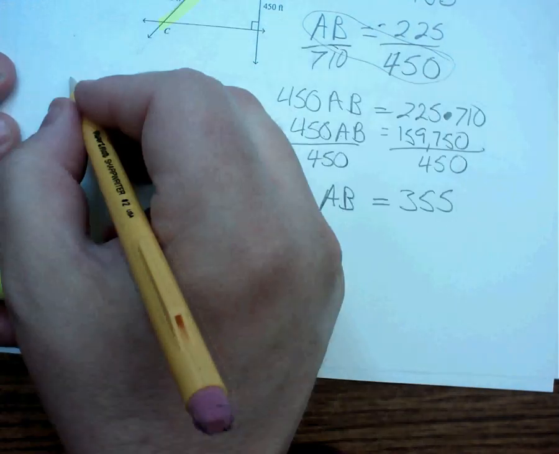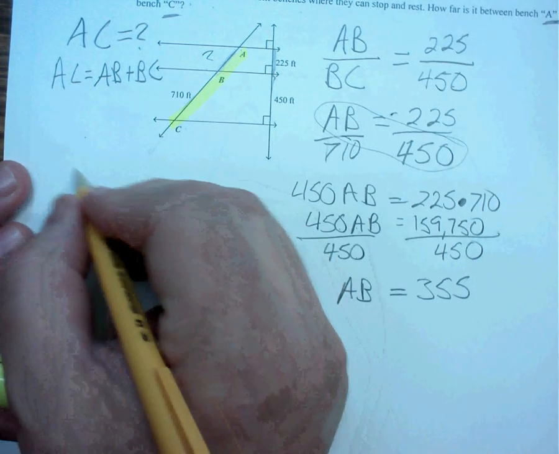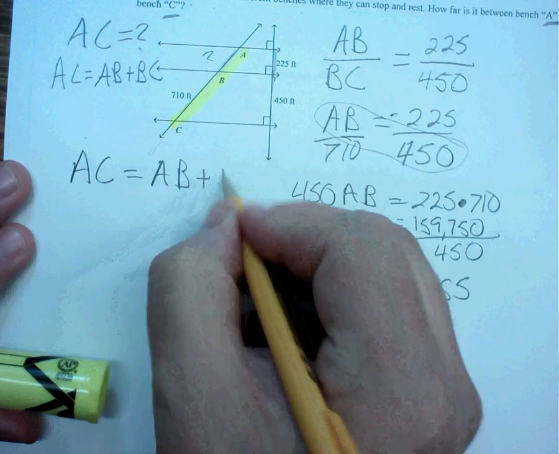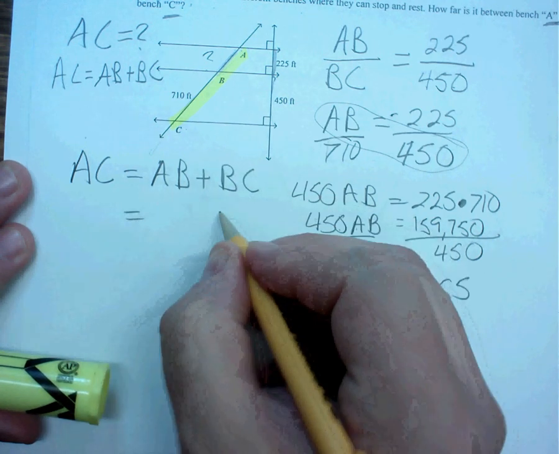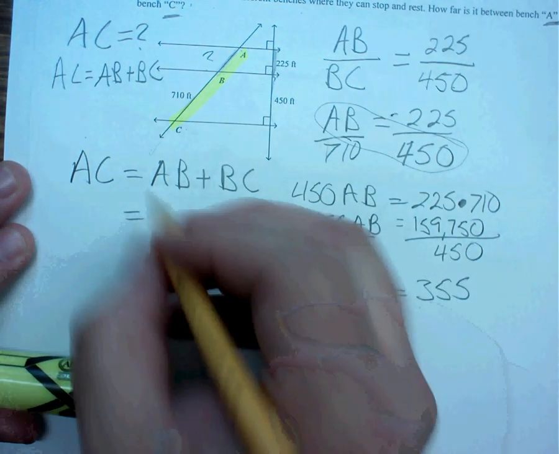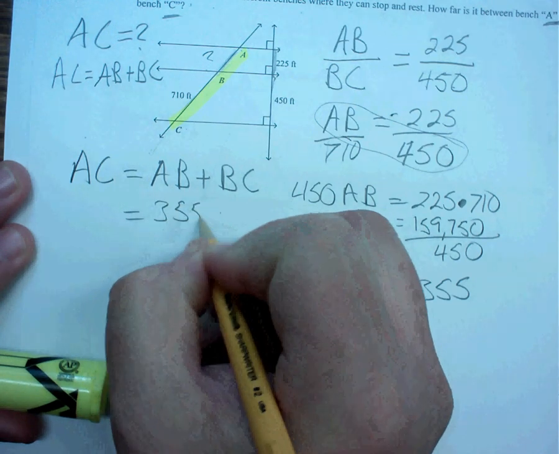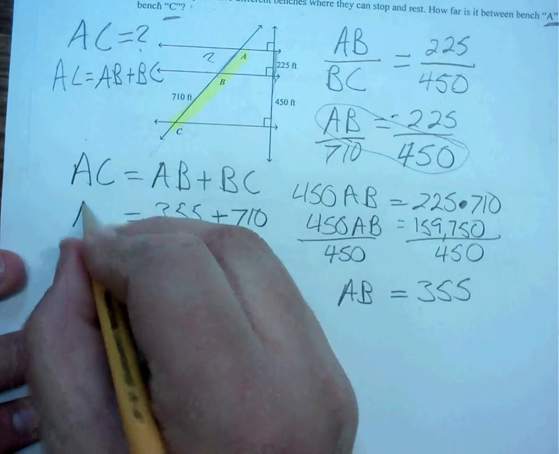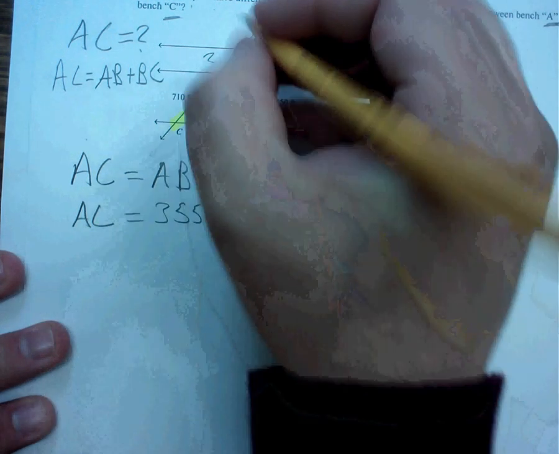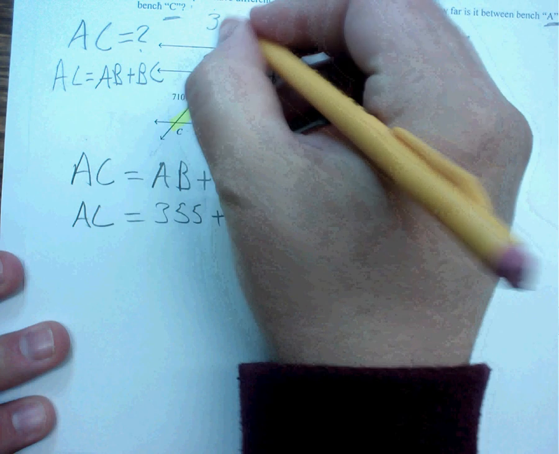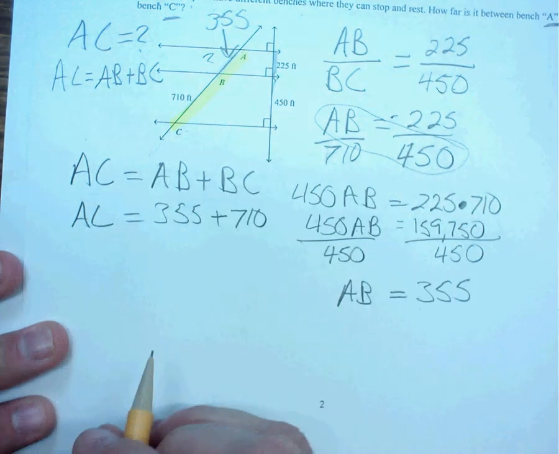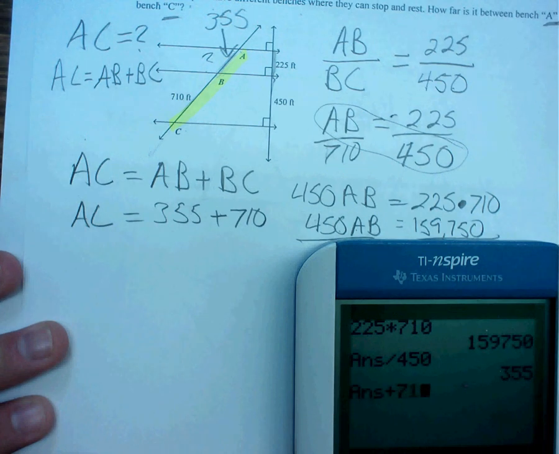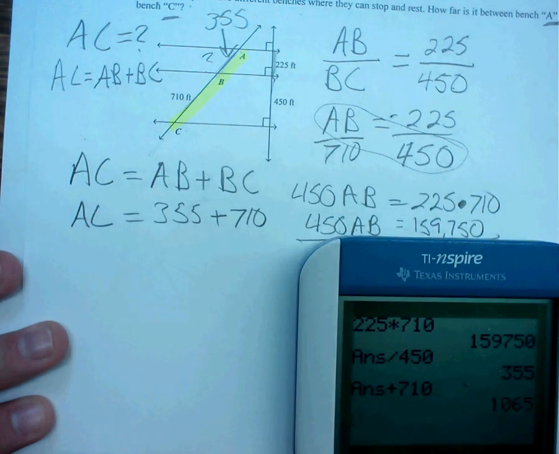So now to find AC, AC is equal to AB plus BC. We know that AB now is 355 plus BC, which is 710. See, this is 710, and this right here we just figured out to be 355. So 355 plus 710 is 1,065.